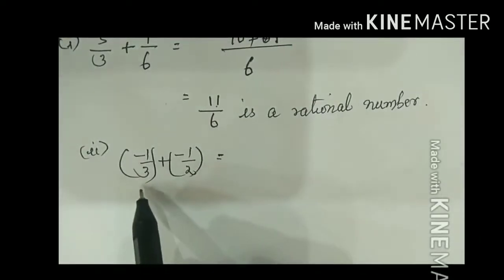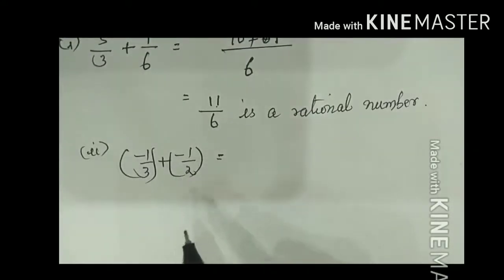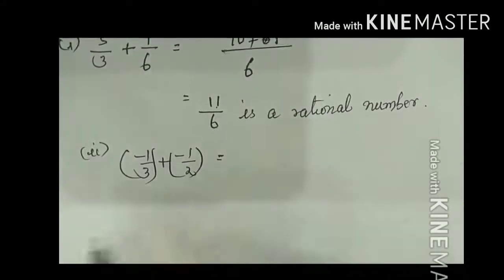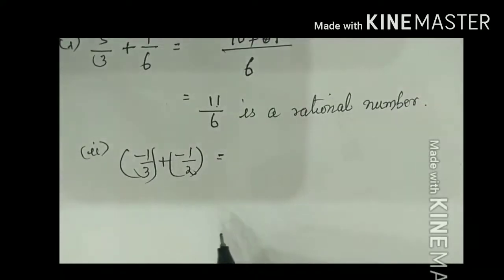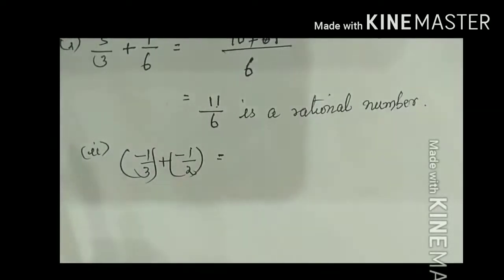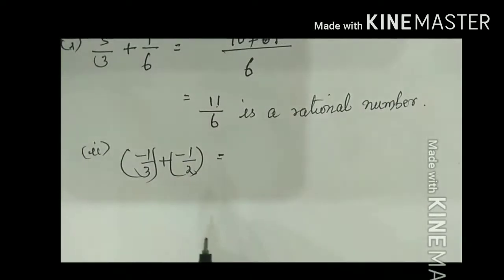Minus 1 by 3 is a rational number, minus 1 by 2 is a rational number. What are we going to do? We are going to take the sum of these two rational numbers, and check whether the sum is also a rational number. The same way, in the first case we have seen 5 by 3 and 1 by 6, both are rational numbers. Their sum, which is 11 by 6, is also a rational number. In the same way, we are going to verify the sum of these two rational numbers.